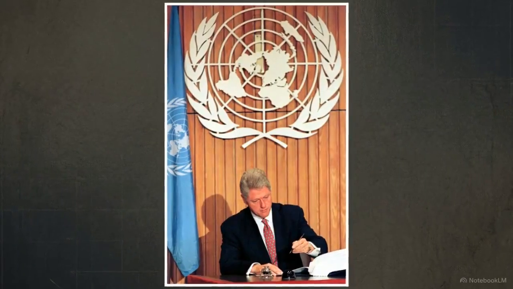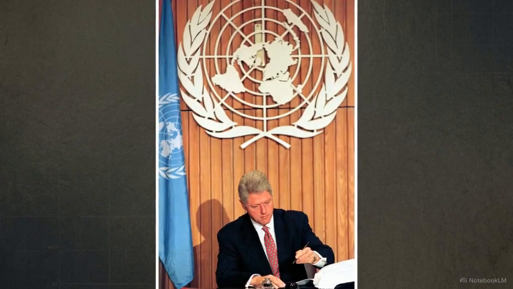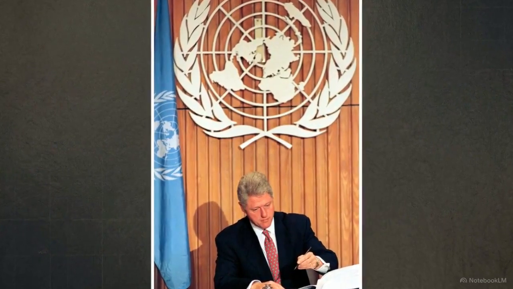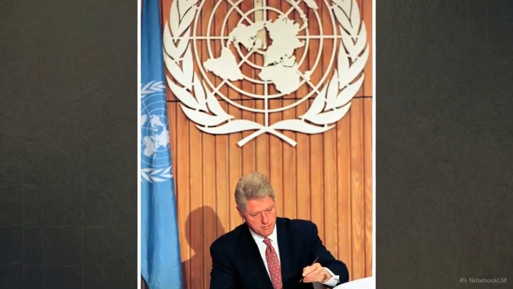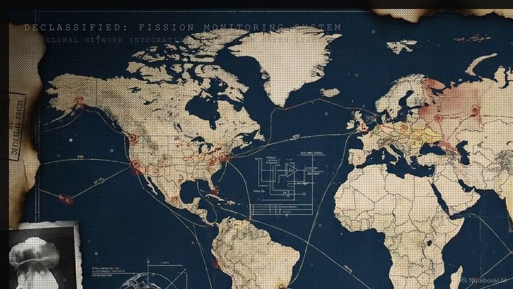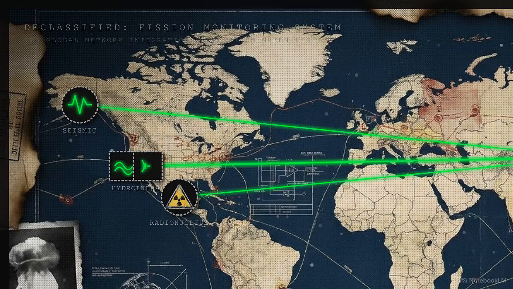The 1996 Comprehensive Nuclear Test Ban Treaty states in Article 1 that it prohibits all nuclear explosions. But the treaty's text doesn't actually define what a nuclear explosion is. This map shows the international monitoring network set up to enforce the treaty. It relies on 4 specific metrics: seismic footprints, radionuclide release, hydroacoustics, and infrasound. Every one of these sensors is calibrated to catch the specific signatures produced by splitting atoms.